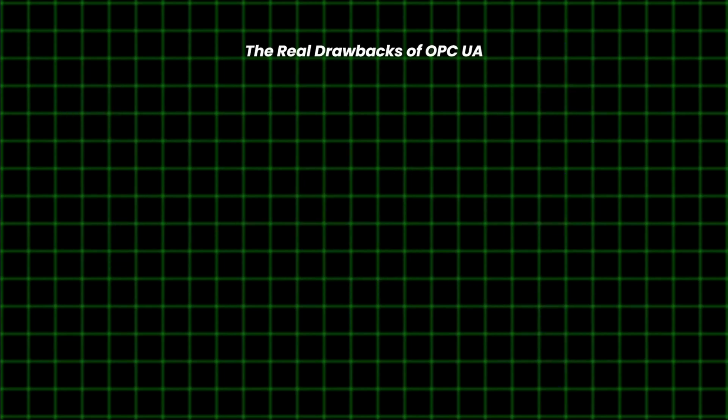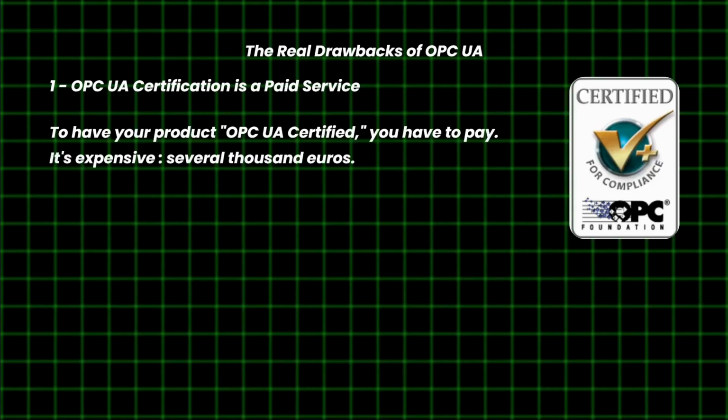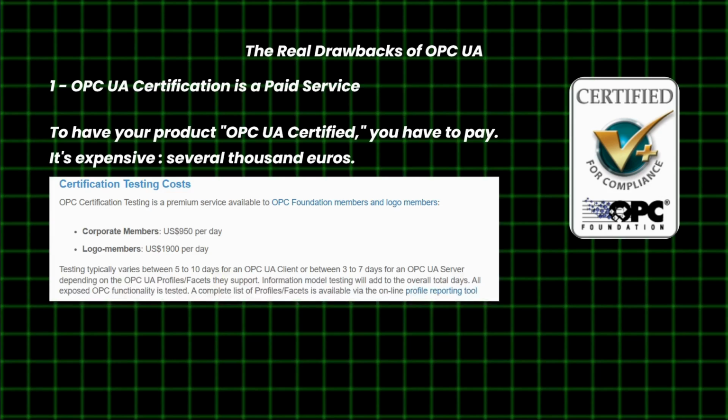So now we will talk about drawbacks of OPC UA. It's often said that OPC UA is an open source model, and that's true, of course. However, if you want to use the OPC UA logo or label, it's essential to send your code to a center accredited by the Foundation for testing and validation, especially the security aspects. And of course, this service isn't free. The fees can reach several thousand euros depending on the processing of your code. On average, it takes 5 to 10 days for the client and 3 to 7 days for the server.